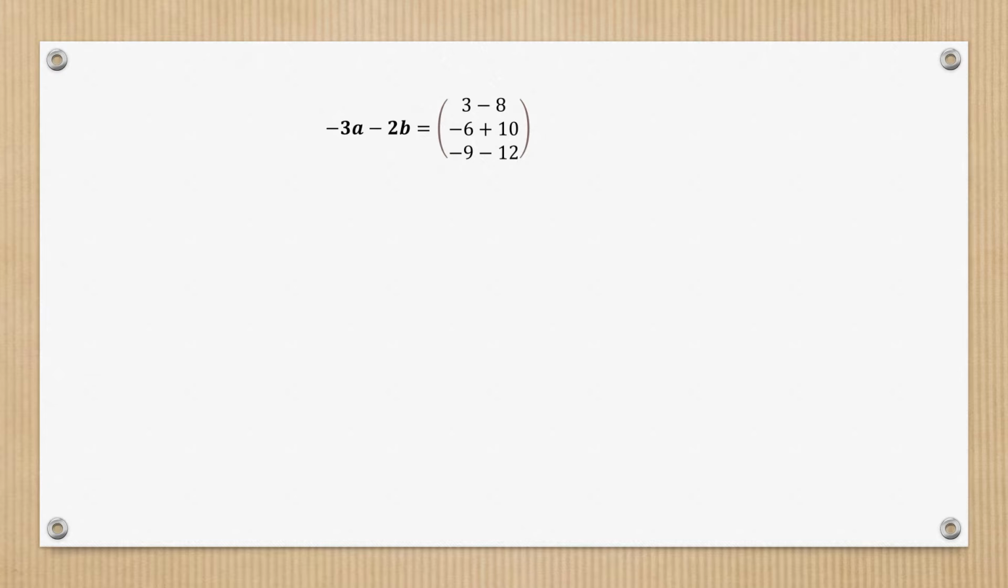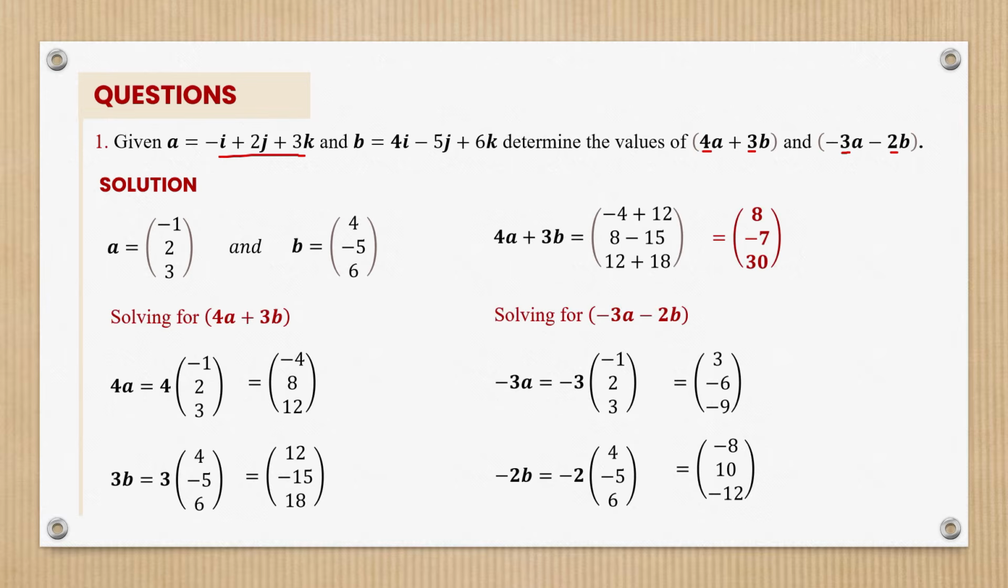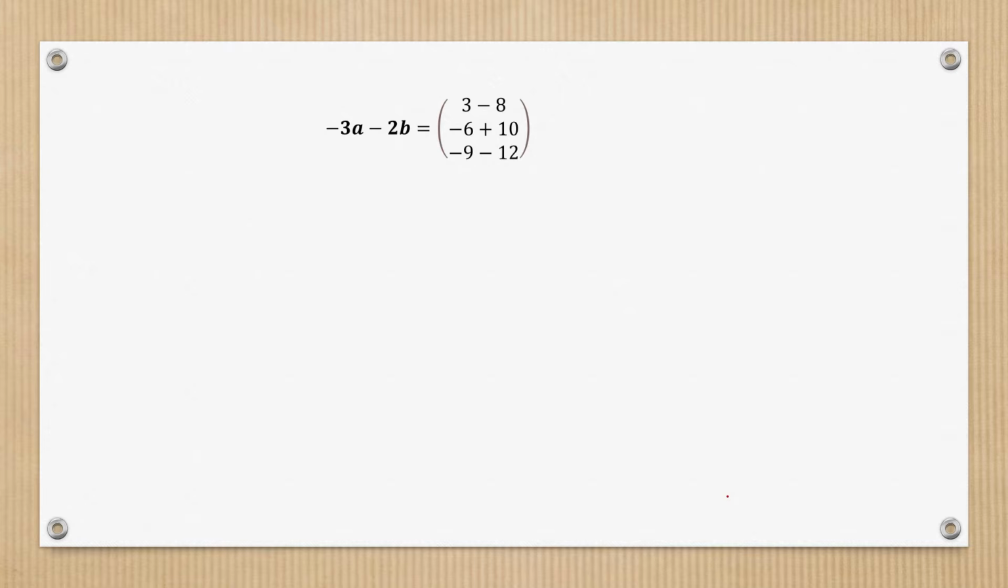So therefore, negative 3a minus 2b is going to be equal to the sum of these two values. So we're going to be adding them up. The reason we can add them up is because this negative has already been multiplied inside. So we're just going to be adding up this and that. So 3 plus negative 8 is basically 3 minus 8, which is going to be negative 5. Negative 6 plus 10 is going to be a positive 4. Then negative 9 plus negative 12 is going to be negative 21.